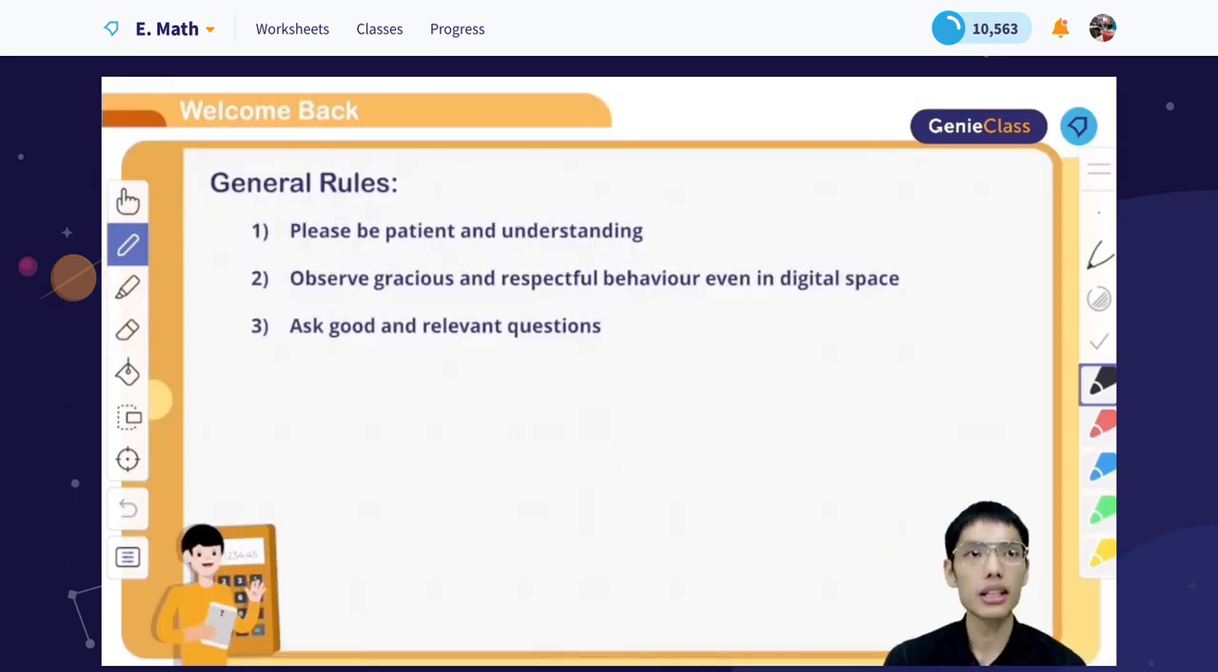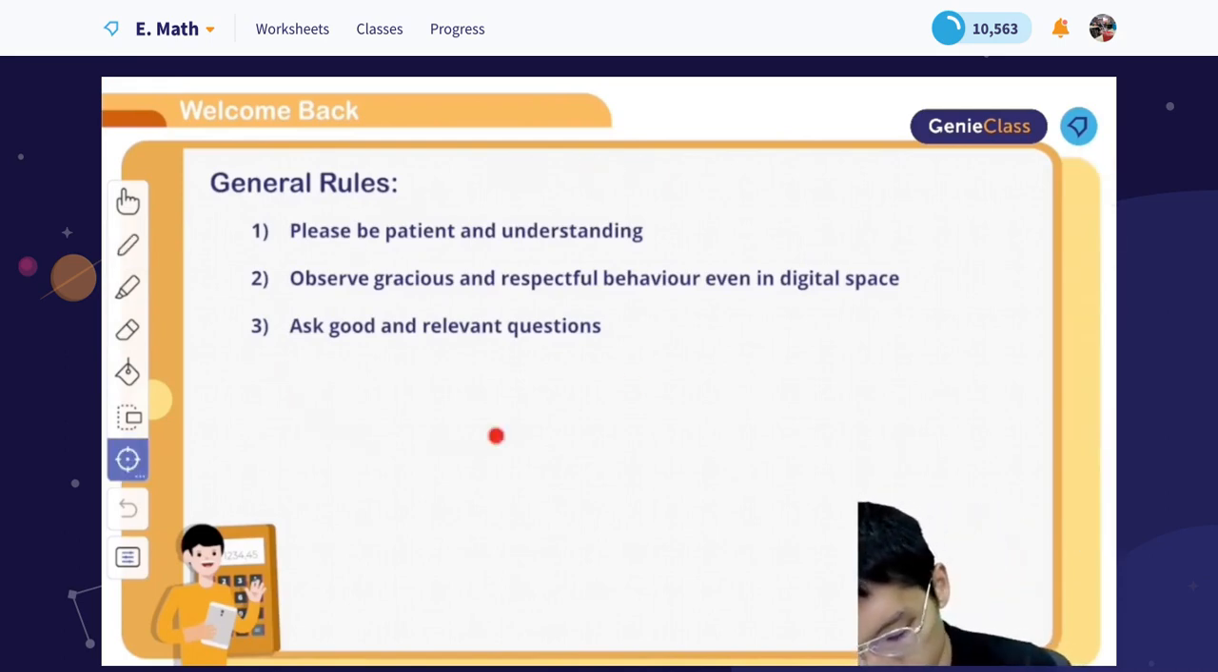Some ground rules again: just be patient and understanding, observe gracious and respectful behavior, and lastly, ask good and relevant questions, which I believe you guys should have known.